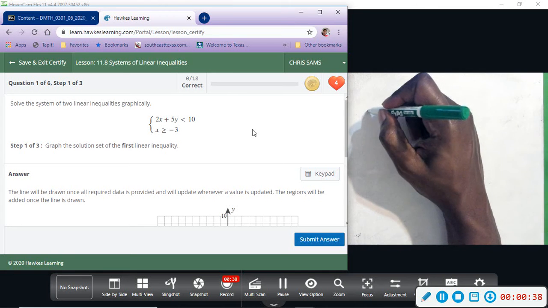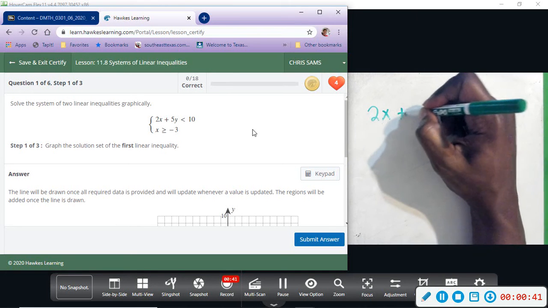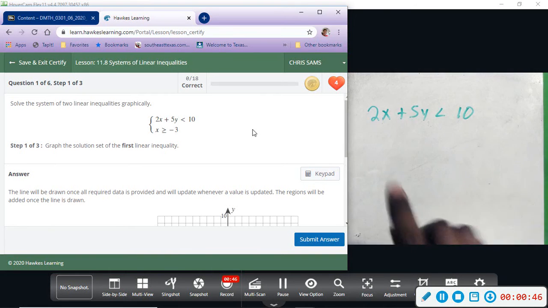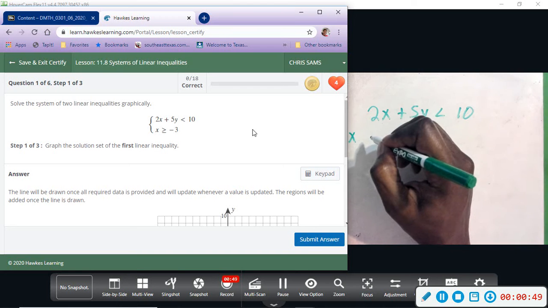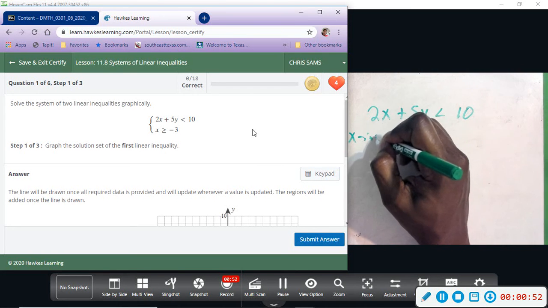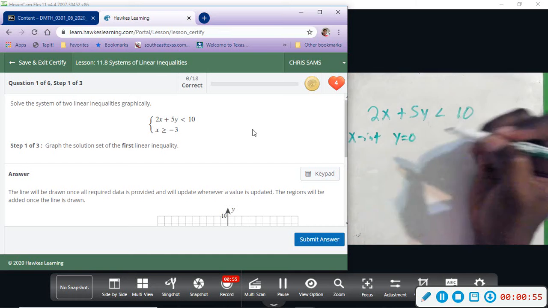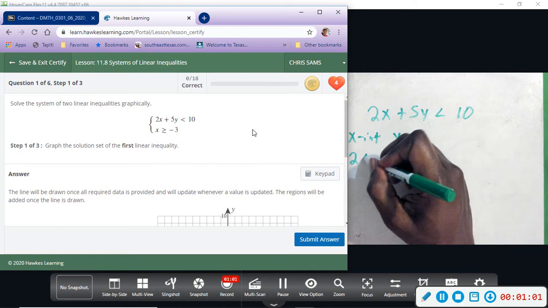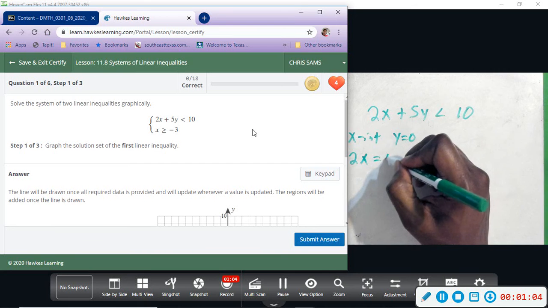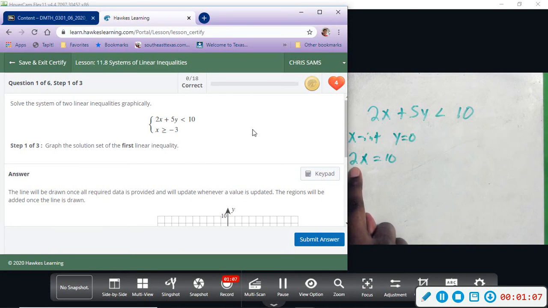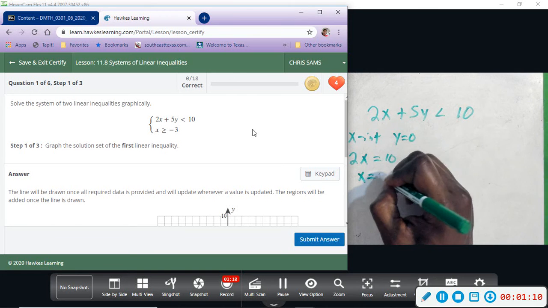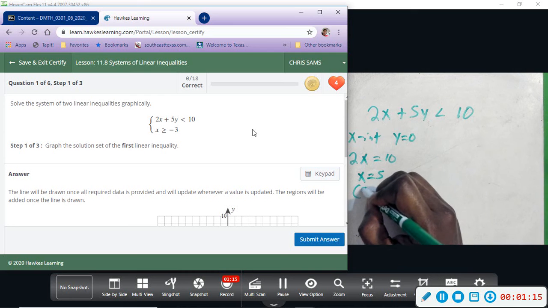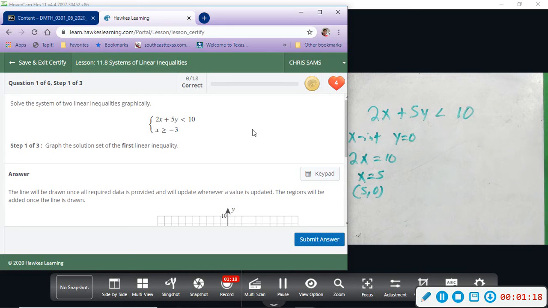So with the first equation, we have 2x plus 5y is less than 10. I'm going to find the x-intercept, which means y equals 0. So if I plug in a 0 here, 5 times 0 is 0. That gives me 2x equals 10, because I just need the point, and then divide by 2, and that gives me x equals 5. So as an ordered pair, x is 5, y is 0. So we get the ordered pair (5, 0) for this first line.